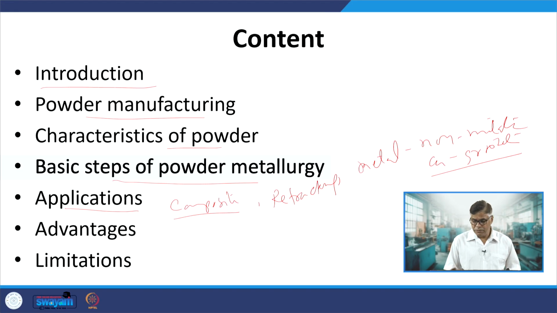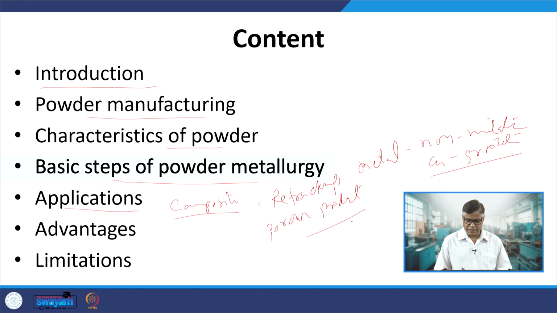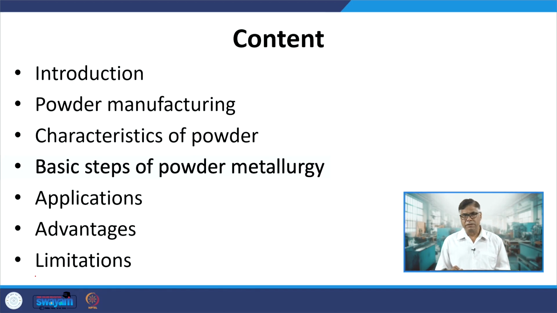Another typical use of powder metallurgy is to make porous products. Okay, especially bearings, porous bearings are made using powder metallurgy. Then what are the common advantages associated with the powder metallurgy approach of manufacturing, and the associated limitations related to powder metallurgy. So about these we will be talking.